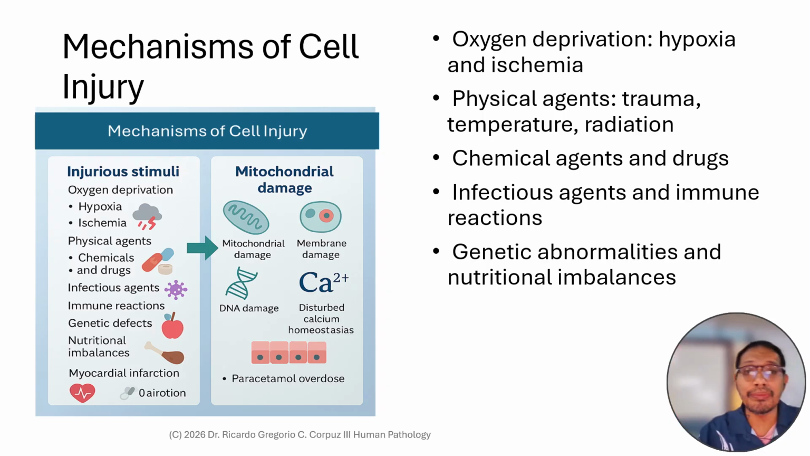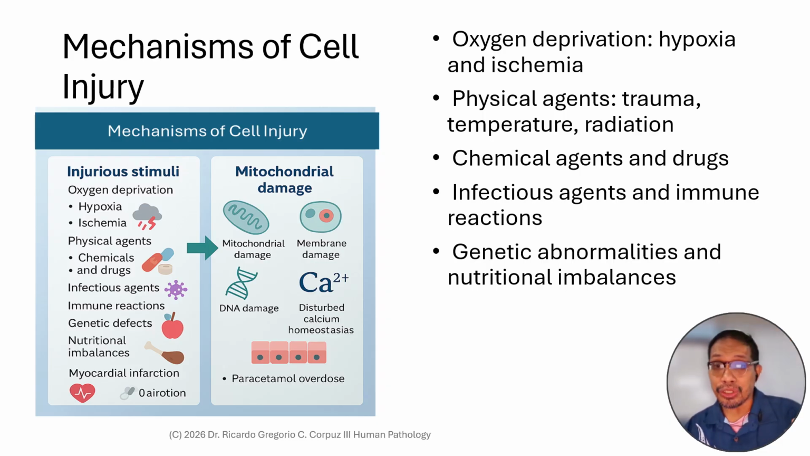Next, the mechanism of cell injury. I would like to use this slide to frame the remarkable diversity of stimuli that can damage cells. Cells can be injured by a wide range of factors: oxygen deprivation, physical trauma, chemicals, infectious agents, immune reactions, genetic defects, and nutritional imbalances. Although these stimuli are very different from one another, they tend to converge on a limited number of vulnerable cellular targets.